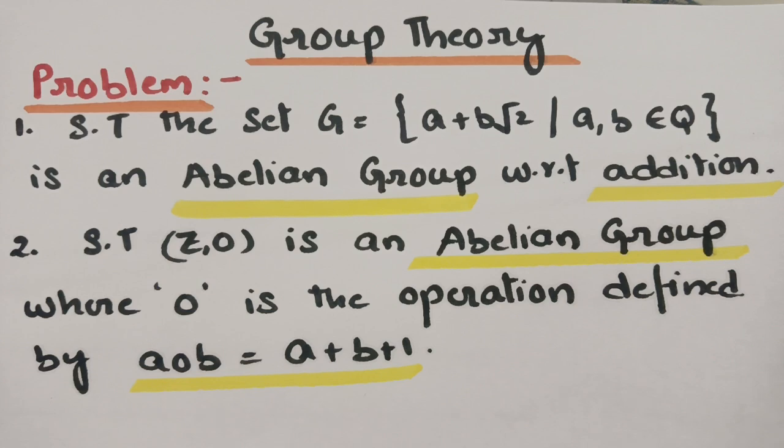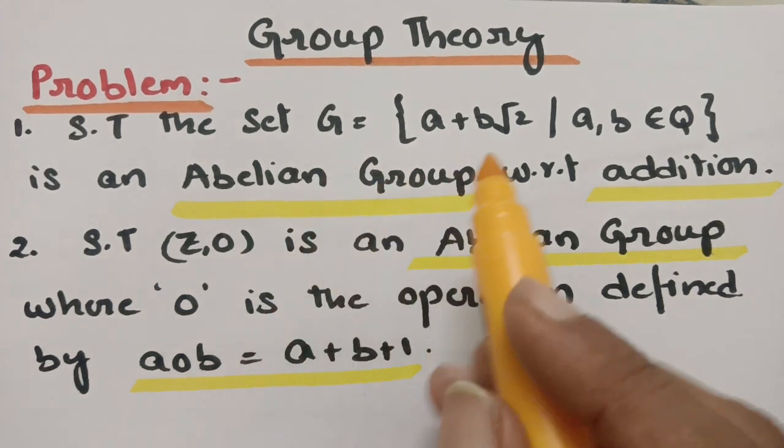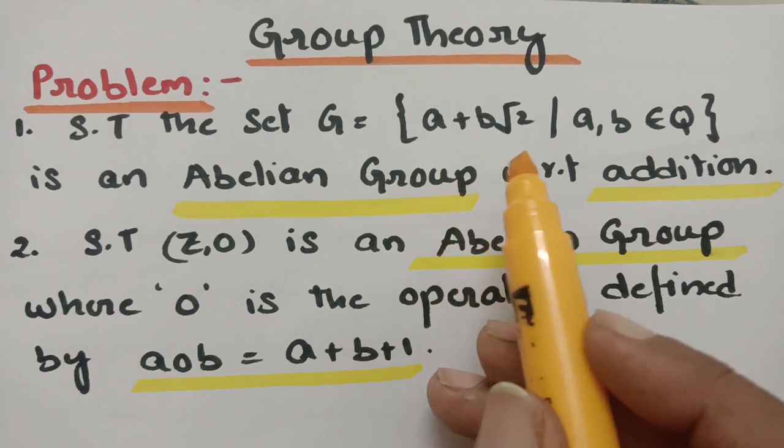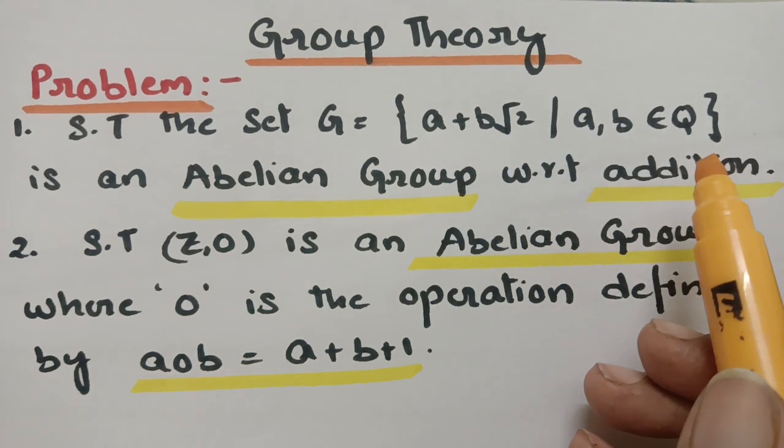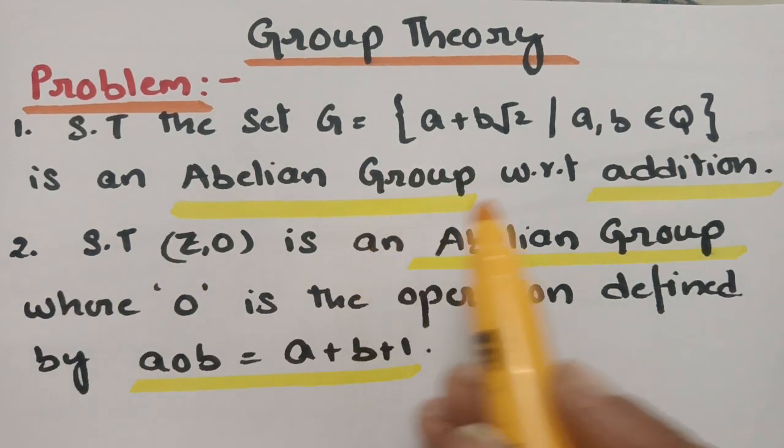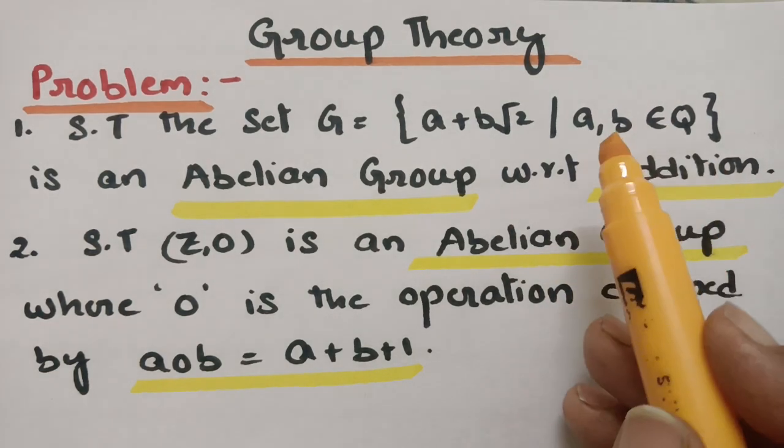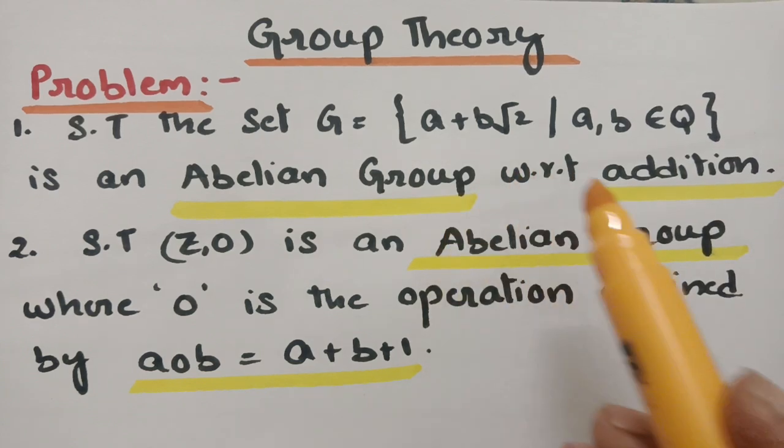Now the problems are: we have to show that the set of the form A plus B root 2, where A and B belong to Q, is an abelian group with respect to addition. So here is the set, and we have to show that this is an abelian group, and the binary operator here is addition.